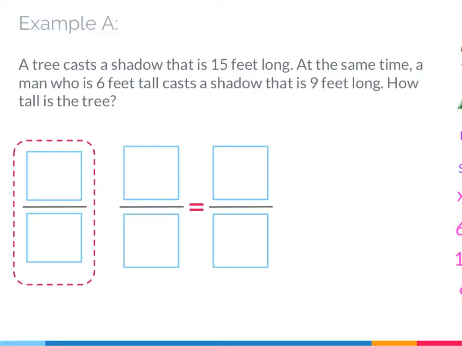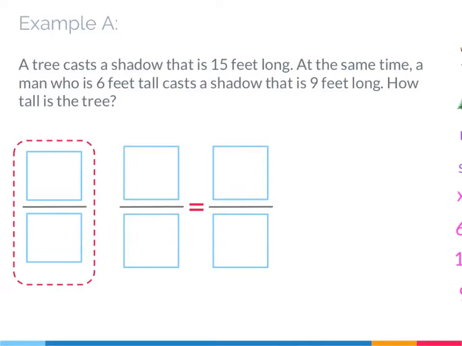So here we are at example A, and it says a tree casts a shadow that is 15 feet long. At the same time, a man who is 6 feet tall casts a shadow that is 9 feet long. How tall is the tree? Now notice I've got my proportion set up there with a box to the side, so I'm going to be filling in that information. When putting together a proportion, it doesn't matter which item goes where, as long as I keep all of the pieces in the right place in regards to the other pieces. So for example, the shadow is across from the shadow and the height is across from the height. So let's take a look at our example here.